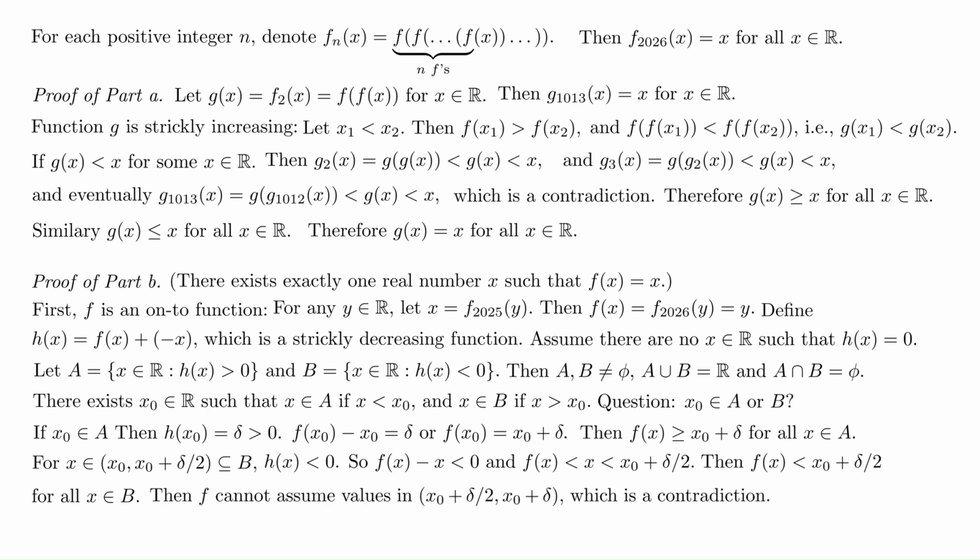Now, in set A, f has a lower bound x0 plus delta, and in B, f has an upper bound x0 plus 1/2 of delta. Then f cannot take any values between x0 plus 1/2 of delta and x0 plus delta. This is of course a contradiction because f is an onto function. Similarly, there will be a contradiction again if we assume x0 is in B.